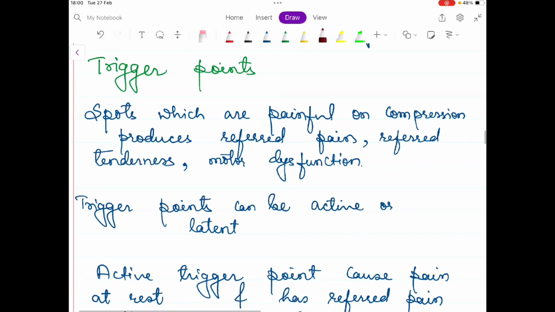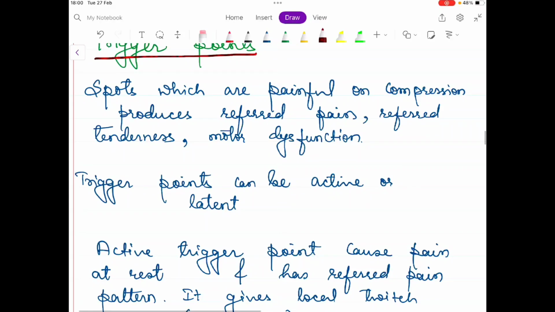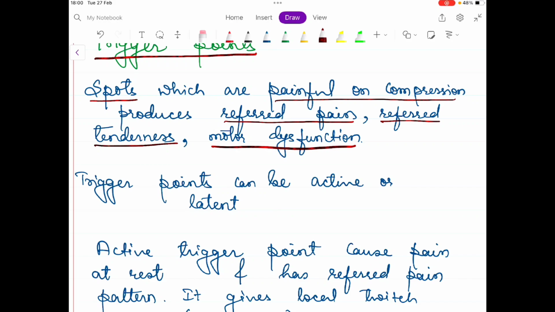Now let's talk about the trigger point in detail, although I will also talk about trigger points when I discuss dry needling specifically. So what are trigger points? It is basically a spot in the body which is painful on compression. When you compress the spot, it will cause referred pain, referred tenderness and motor dysfunction.